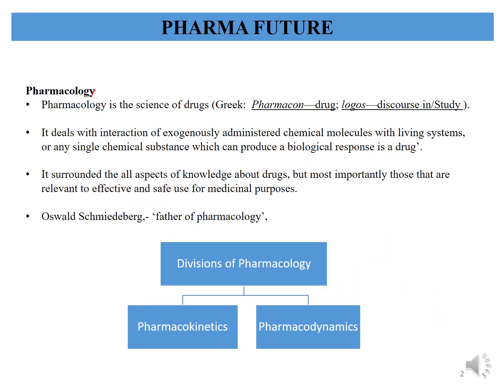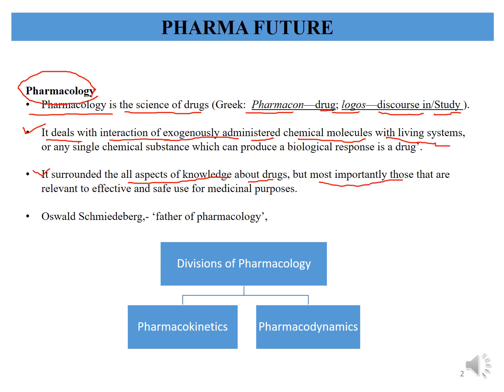Let's discuss pharmacology. Definition: Pharmacology is the science of drugs, derived from the Greek words pharmakon, meaning drug, and logos, meaning to discourse or to study. Study of drugs is called pharmacology. Pharmacology deals with the interaction of exogenously administered chemical molecules, that is drugs, with living systems. It covers all aspects of knowledge about drugs, but most importantly that which is relevant to effective and safe use for medical purposes.